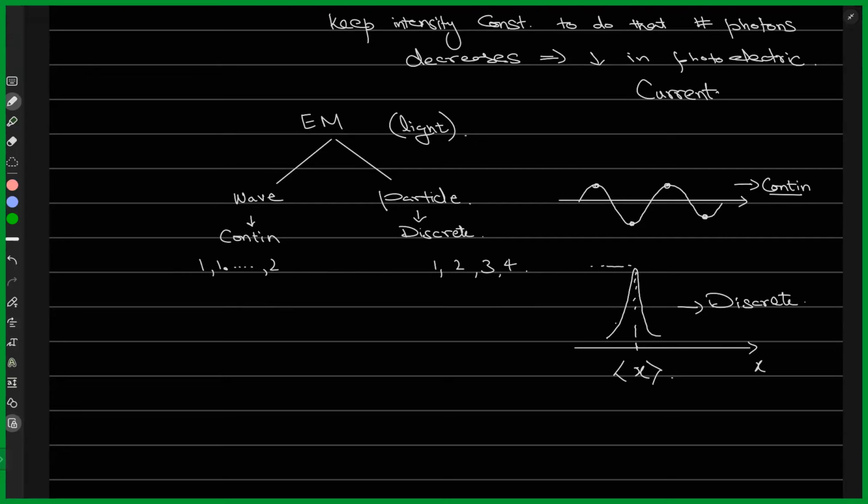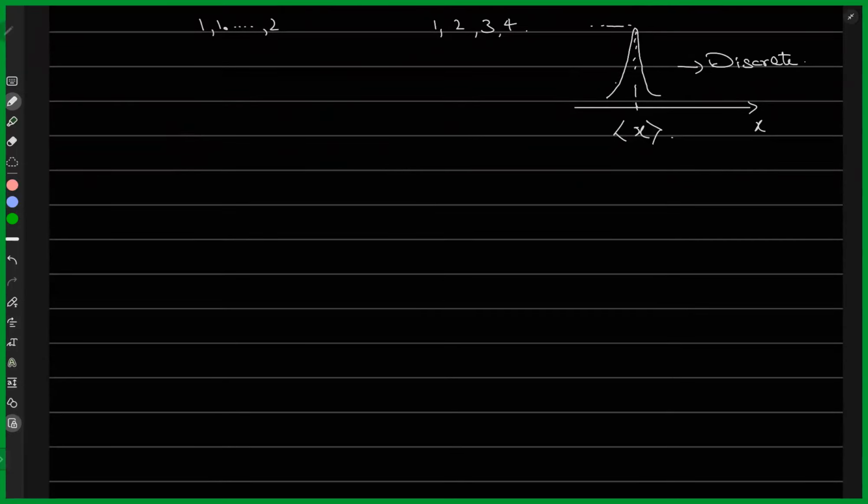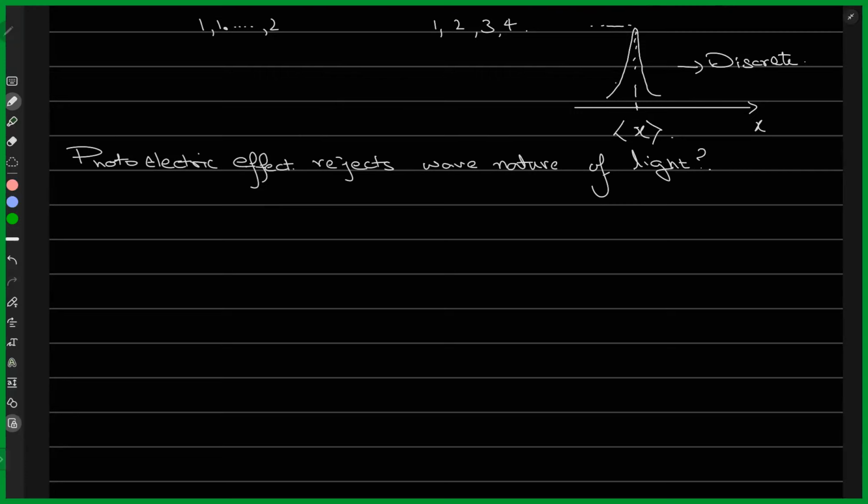Now, we'll look at this thing: the photoelectric effect will reject the wave nature of light, right? The photoelectric effect kind of goes on to prove that the light is not of the wave nature. So the photoelectric effect rejects the wave nature of light. Let's just call it light, right? But it's now understood that we're talking about the entire electromagnetic spectrum. So let's see how does it do that? How can we even say that it rejects the idea of wave nature of light?